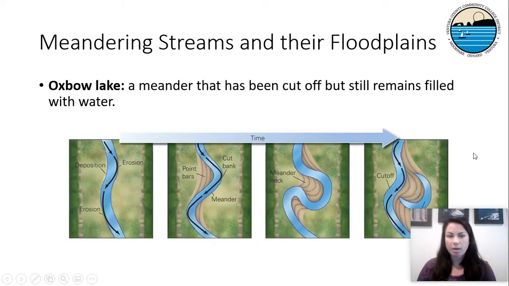So here's another diagram of that oxbow lake. Again, we have erosion on one side and deposition on the other: erosion on the outside, deposition on the inside. Eventually, over time, the river cuts it off, and this is where we see that oxbow lake. Sometimes it remains with water and sometimes it doesn't.